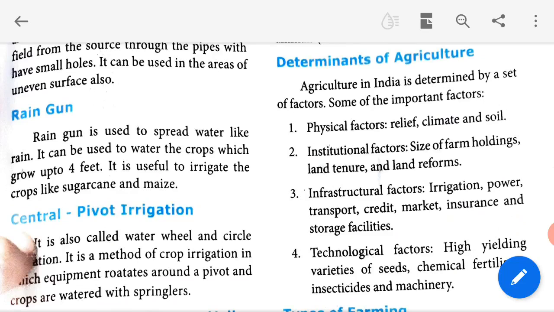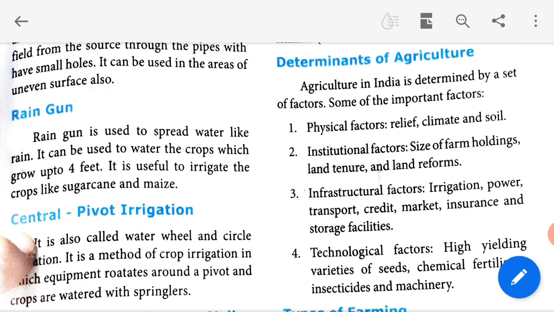Determinants of agriculture. So when can one do agriculture? What are the things that are needed for doing agriculture? Agriculture in India is determined by a set of factors. Some of the important factors. First one, physical factors. You have to look at the relief, that is the kind of place it is, the climate of that place and the soil of that place.